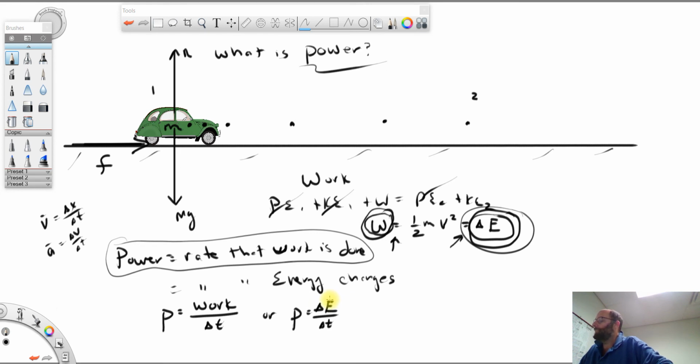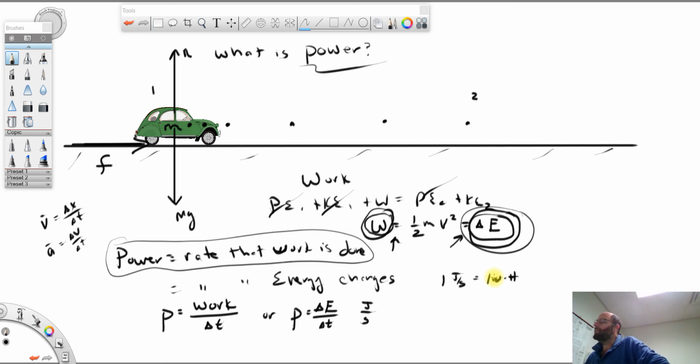They work just fine. Now, units, both work and energy are measured in joules. So power has units of joule per second. And like most things in physics, a joule per second has its own little pet name. 1 joule per second is called 1 watt. You're probably familiar with this. Light bulbs are a very common place where you see this. They have a wattage rating on them.